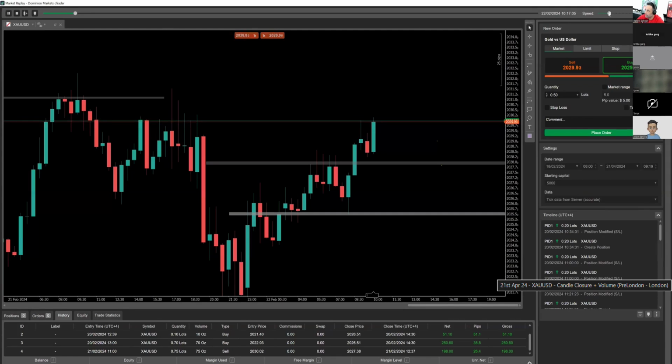Since this is the last trade of the simulation. Oh, not 10 lots, what am I doing? 10-cent lots. So a buy is going to go, man, if it gives me some sort of entry point.